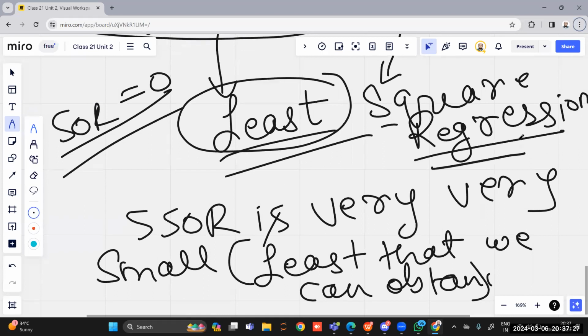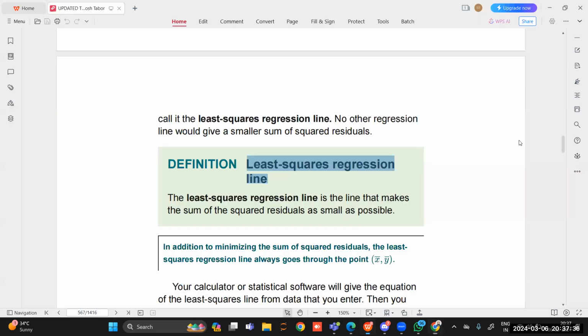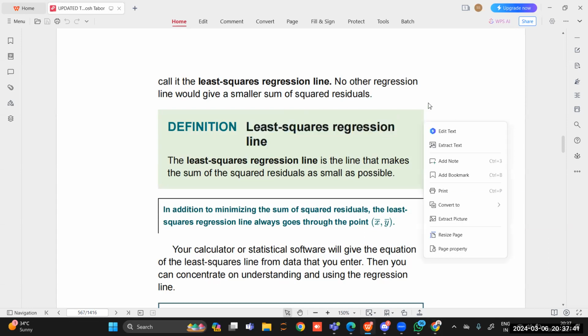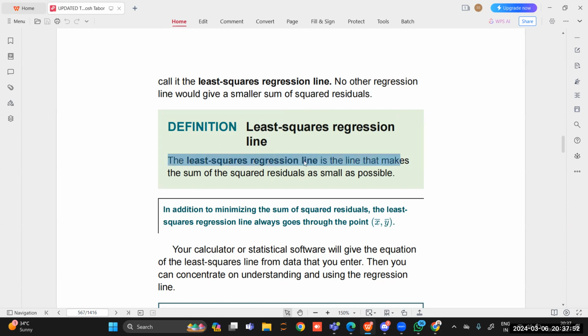There are multiple software, Python, then Excel visualization, then Power BI visualization. There are different software that generally do these things in seconds. They plot the least square regression line in seconds. Okay, so this is the definition. The least square regression line is the line that makes the sum of squared residual as small as possible. Did you get that, Zaid?